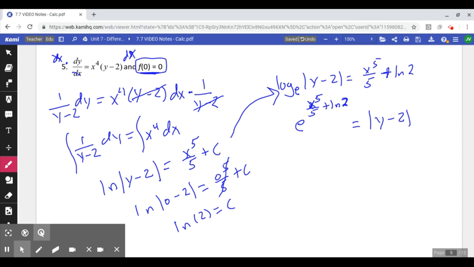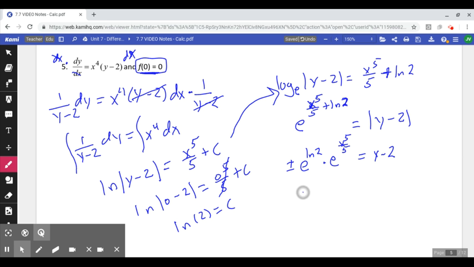Oftentimes, the left-hand side is simplified a little bit into e to the natural log of 2 times e to the x to the fifth over 5. You can do that because your rule when you multiply like bases with exponents is to add the exponents. So the natural log of 2 plus x to the fifth over 5 is the same as the above. We also have this absolute value to deal with. To deal with that, we're going to remove those absolute value bars, leave what's inside, the y minus 2, and put a plus or minus here on the left-hand side.